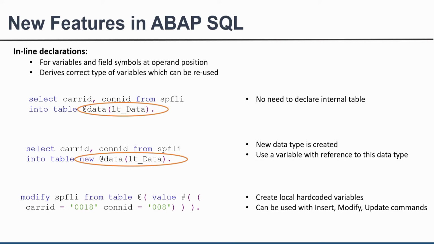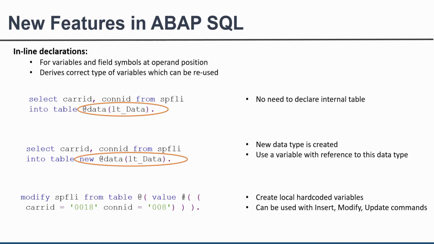So in this case, carrid and connid will be two local variables which will be created at runtime, and these two variables will have existence only at runtime. After this modify statement, you cannot access carrid or connid explicitly. Carrid will have the hard-coded value 0018, connid will have the hard-coded value 008. So this kind of new syntax is now possible to write.